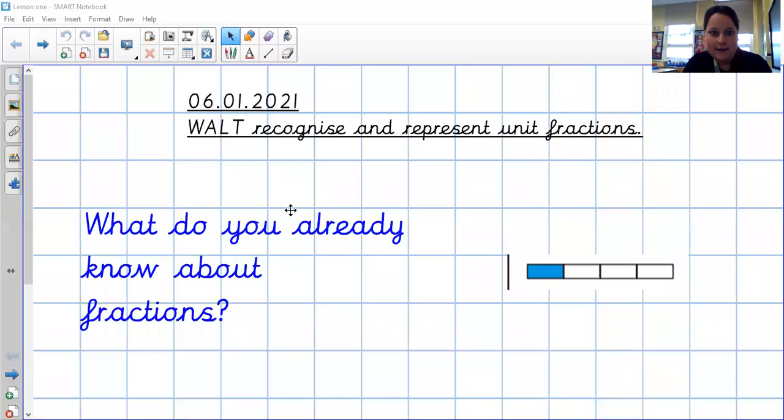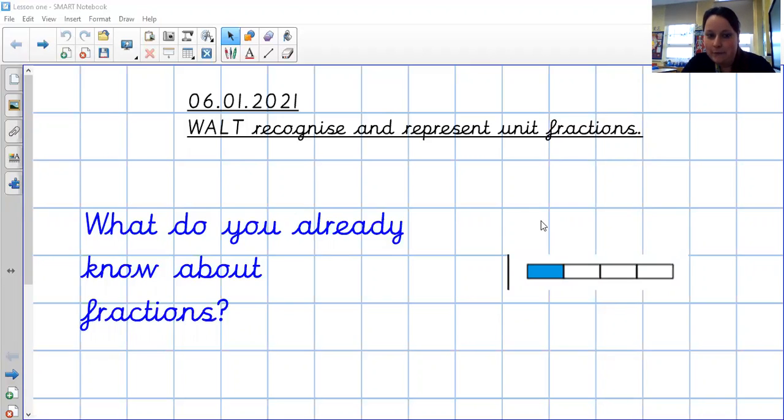So we are starting a new unit today on fractions, so I'm going to share my screen with you. Hopefully you've got your books in front of you that you have got ready to write with or write on. So here is the notebook. So you've got today's date, so the 6th of January 2021, and then we've got the WALT. So to recognise and represent unit fractions. So if you want to pause the video, you can then write the date and WALT into your book.